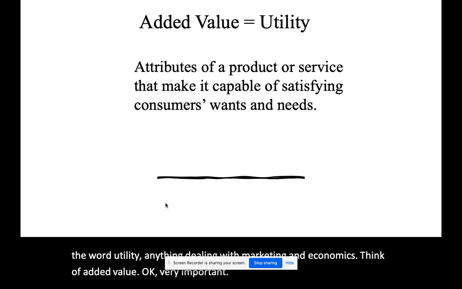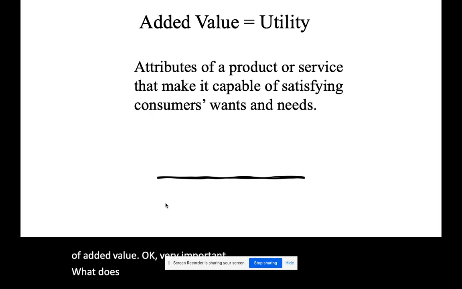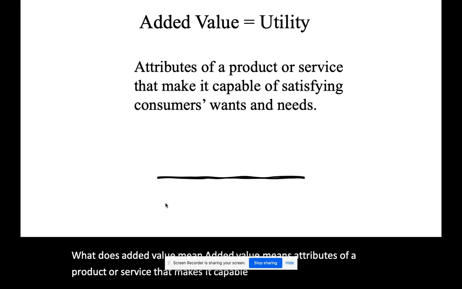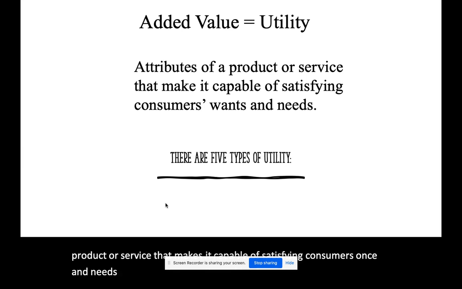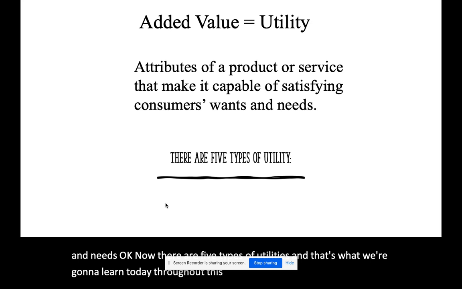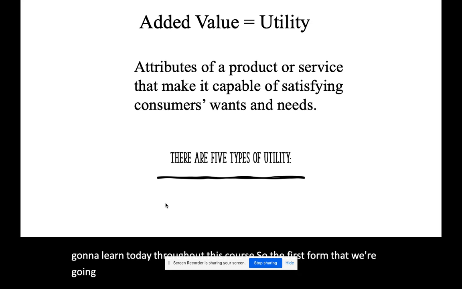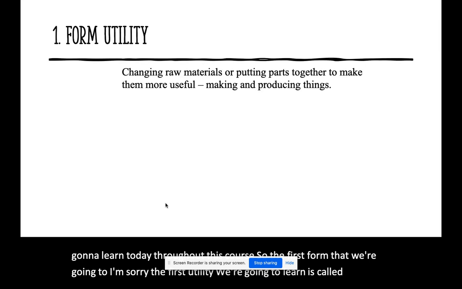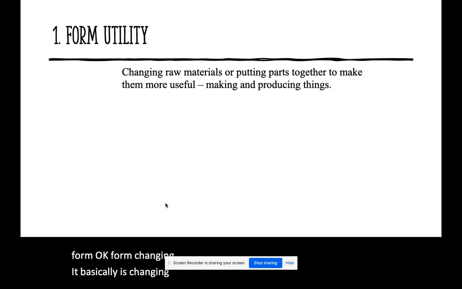So, what does added value mean? Added value means attributes of a product or service that make it capable of satisfying consumers' wants and needs. Okay. Now, there are 5 types of utilities, and that's what we're going to learn today throughout this course. The first utility we're going to learn is called form. Okay. Form utility is changing raw materials or putting parts together to make them useful, making and producing things.